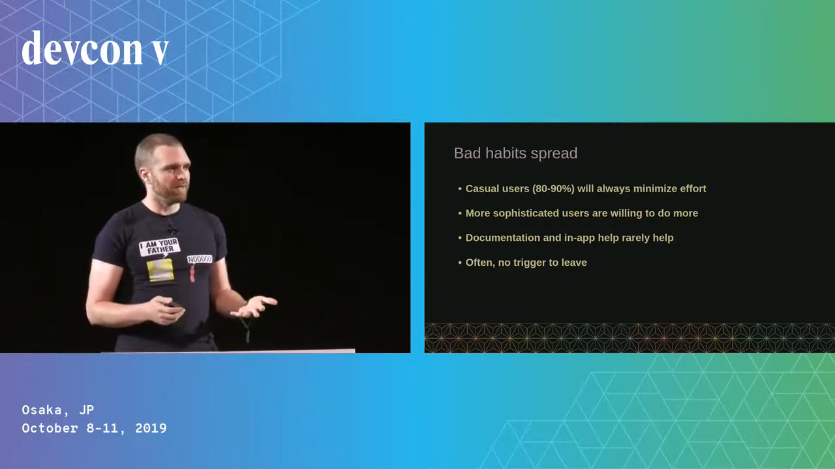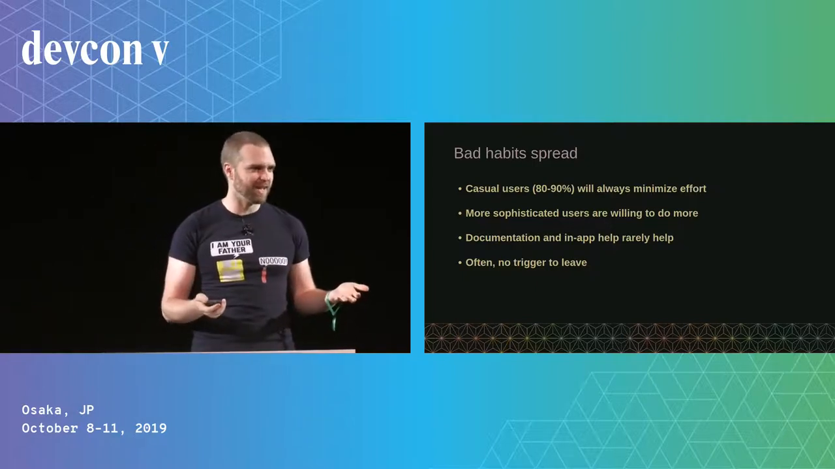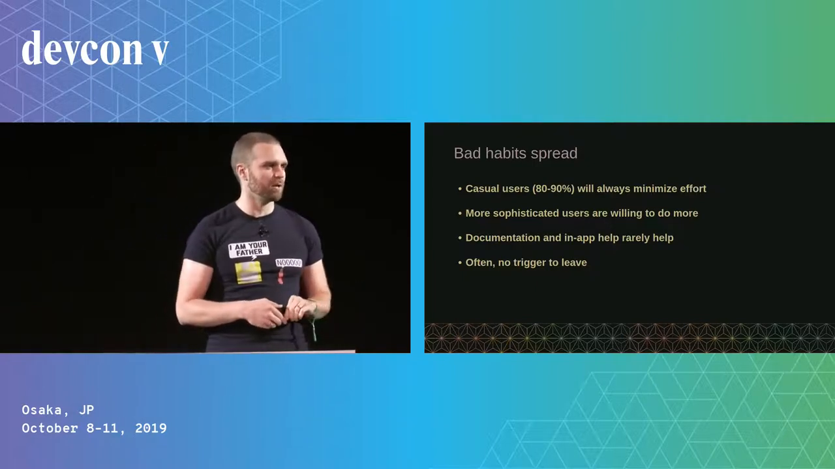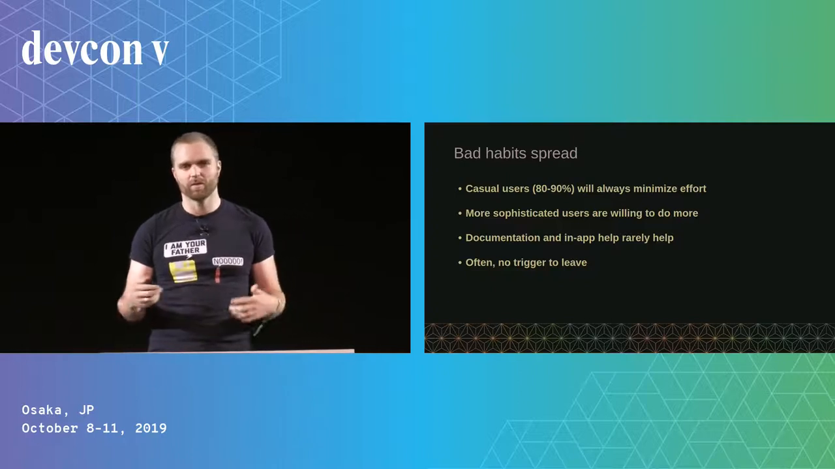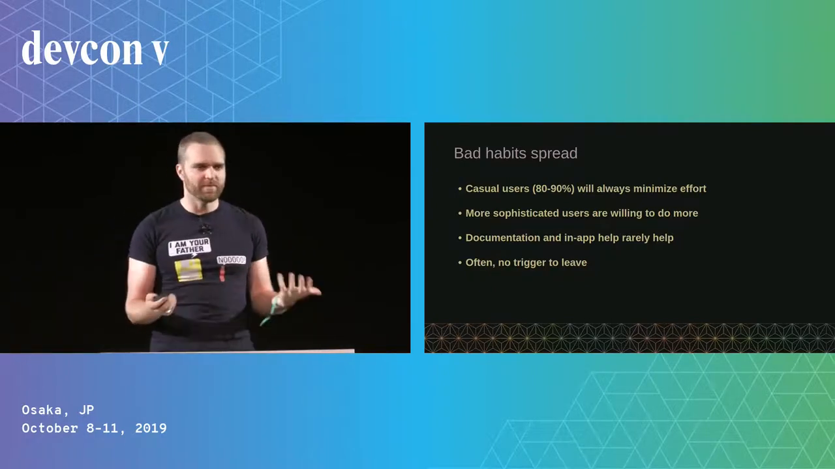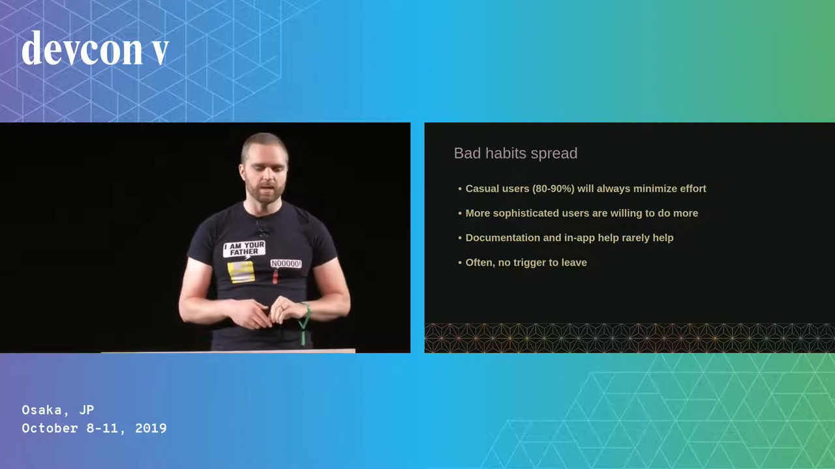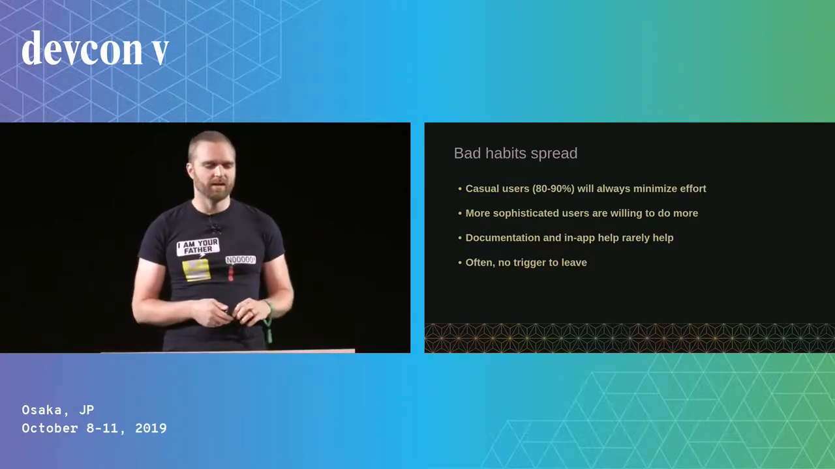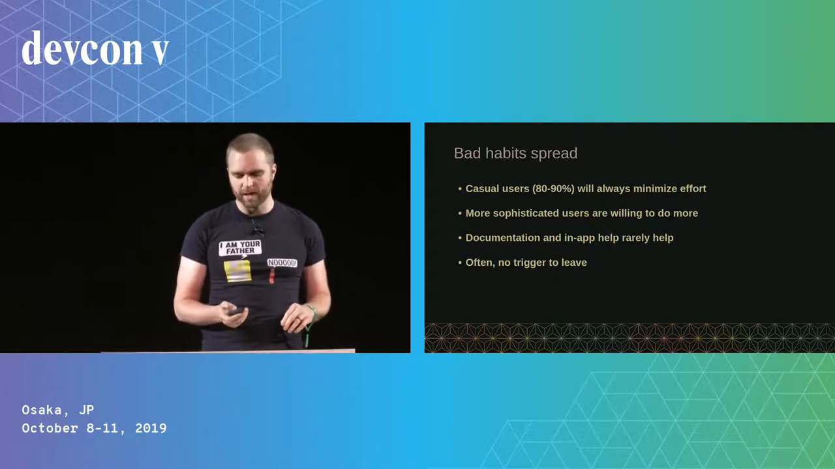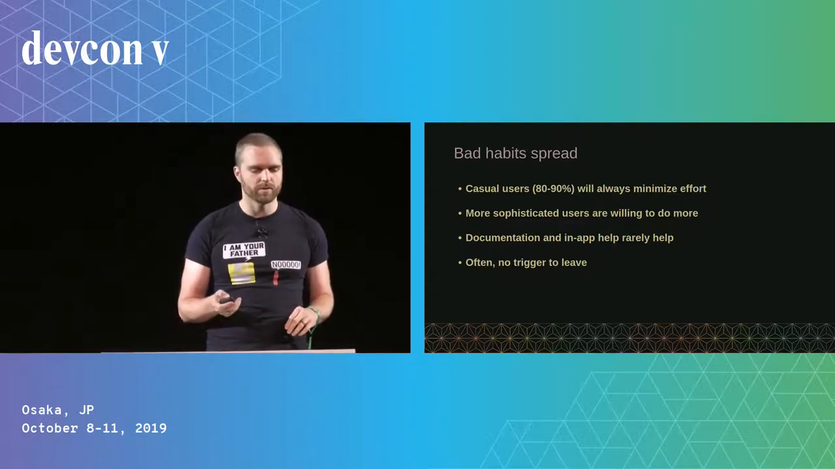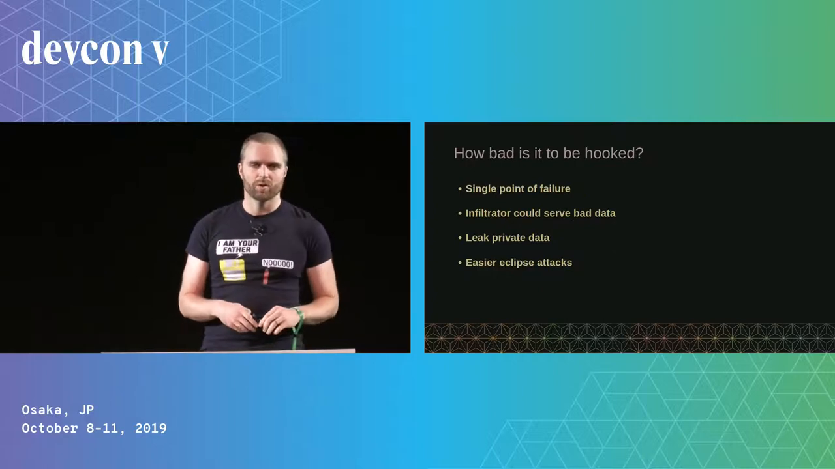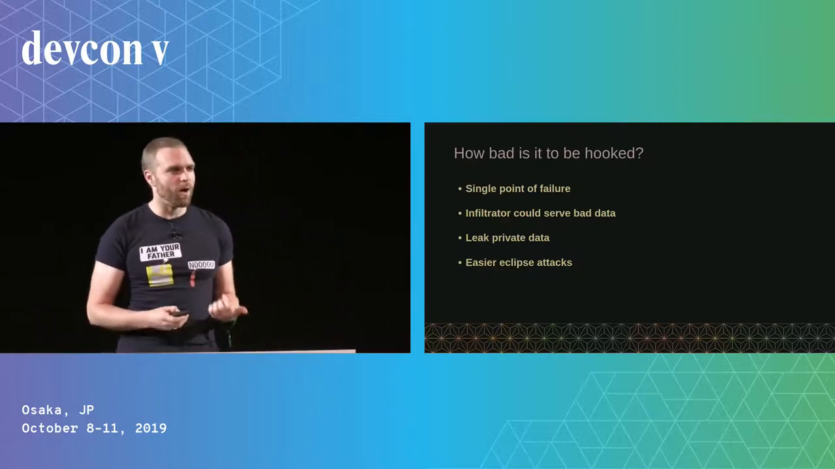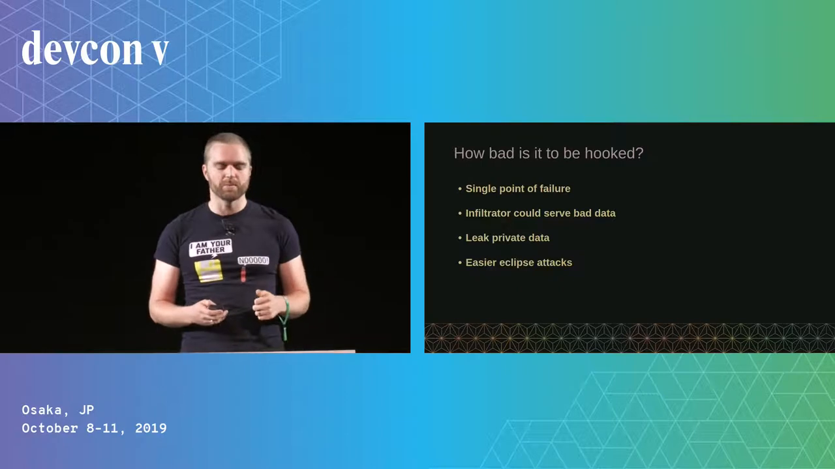So the problem is when they try that, they go out and look for documentation, they look for help in the apps, and they don't find anything. It's all built for that 80% user, and so they just skip over it, and they often don't have any trigger later to switch over to something different. So maybe that's okay. How bad is that? How big of a problem is that?